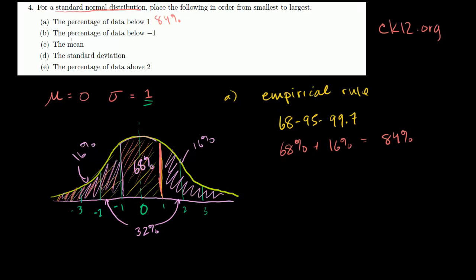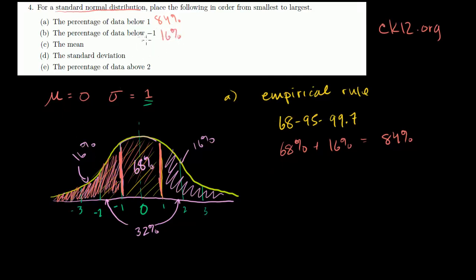Part B, the percentage of data below -1. So -1 is right there. They really just want us to figure out this area right here, the percentage of data below -1. Well, that's going to be 16%. We just figured that out.